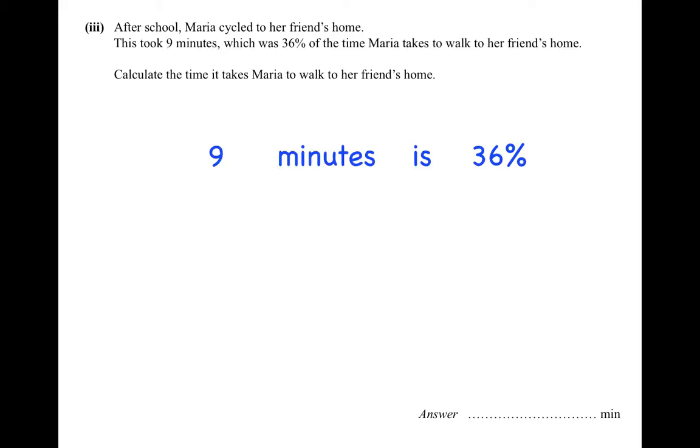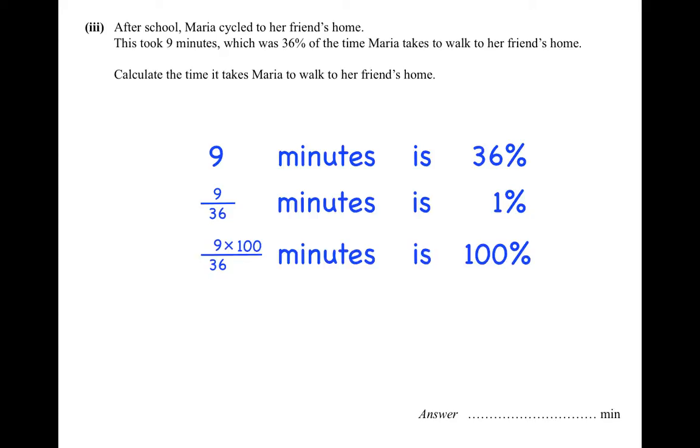So if 9 minutes is 36% of the time it takes Maria to walk to her friend's home, then 9/36 of a minute would be 1%. That's just dividing everything by 36 to find out how much 1% would be. And the point of working out what 1% would be is that it makes it easy to find out what 100% would be, because it's just everything times 100 to figure out what 100% would be.